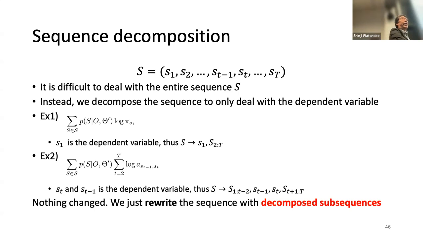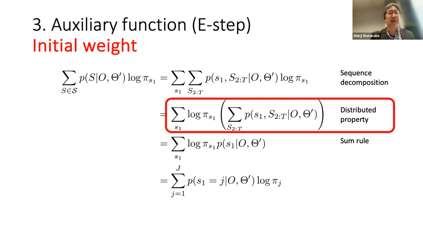So in these cases, for the later factorization, it is better to split the sequence into S1 and S2 to T, or the subsequence S1 to T minus 2, then ST minus 1, ST, and then the subsequence T plus 1 to T. I don't do anything, I'm just rewriting this sequence. I think people understand it, right? Just rewriting, but this is important. Otherwise, directly dealing with the sequence is very difficult. So using this trick to rewrite the sequence, it becomes this first equation. I didn't do anything, just rewriting S1 and S2 to T. By the way, the corresponding summation I also just rewrote accordingly.